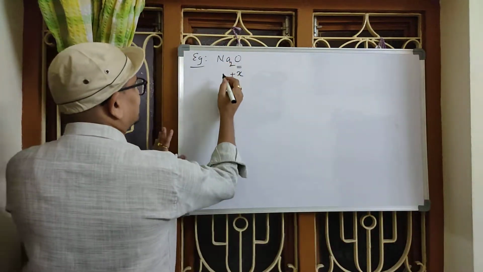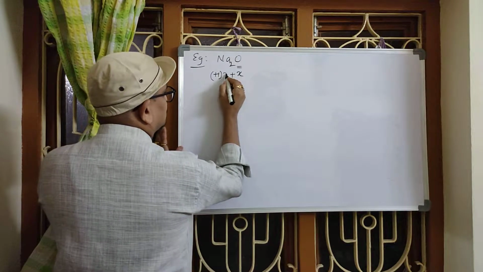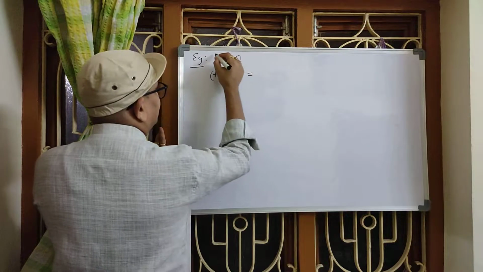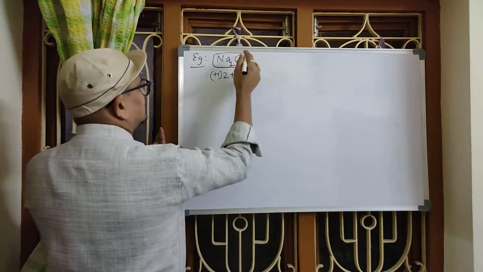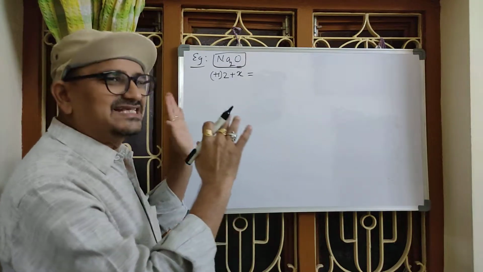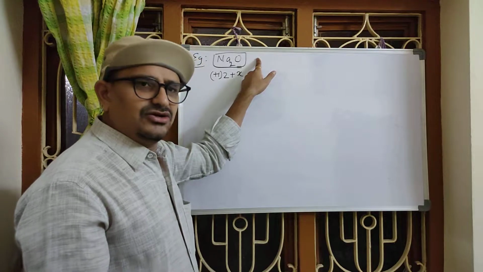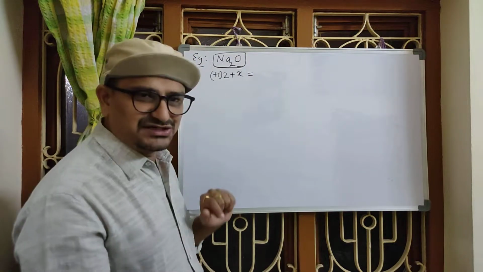So, first group elements always show +1 oxidation number, as 2 sodiums are there, 2. And what's the charge this total species is bearing? Is it possessing any charge actually? Any plus charge? Any minus charge? No, there is no charge. Means it's a neutral species, right?